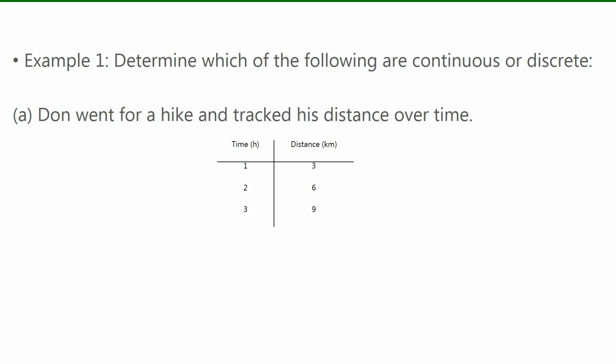Now to determine if this is continuous or discrete, we need to ask ourselves if the distance can take on any value in between 3 and 6. So could Don have hiked for 3.75 kilometers, for example? Yes, he could have. Could he have walked for only 1.2 hours? Again, that's a yes. Because we can take on any value in between the ones that are listed, we say that this is continuous. And if you had to graph this, you would join up the points.